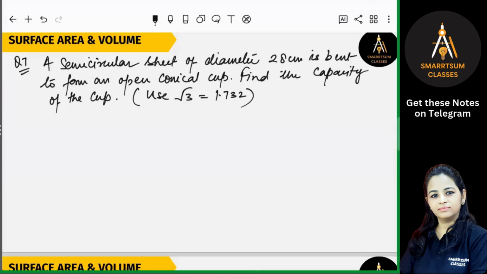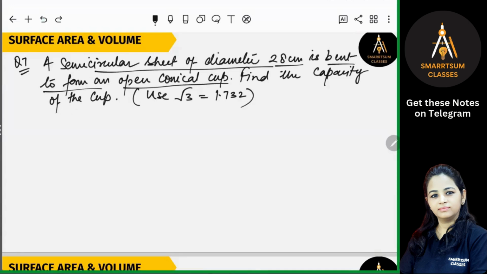So now in continuation, let's see some more questions based on surface area and volume. Question number 7. A semicircular sheet of diameter 28 centimeter is bent to form an open conical cup. Find the capacity of the cup. Use √3 is equal to 1.732.